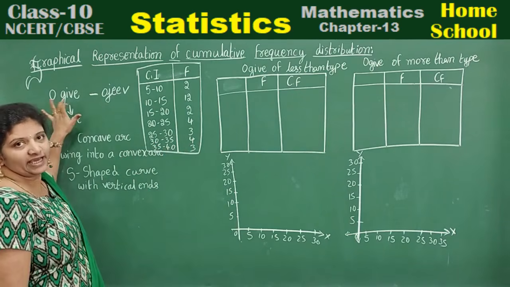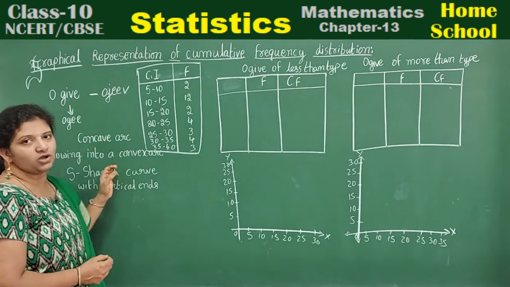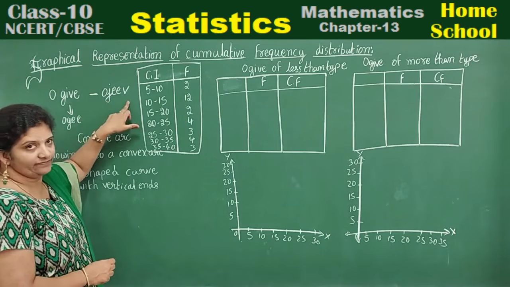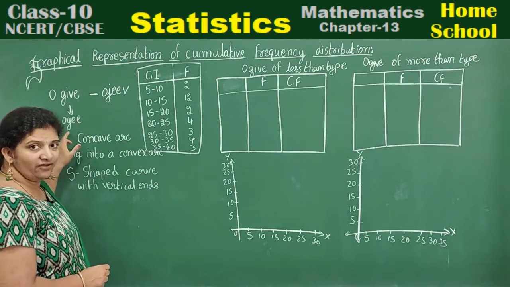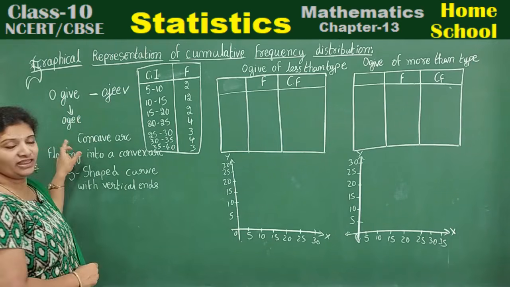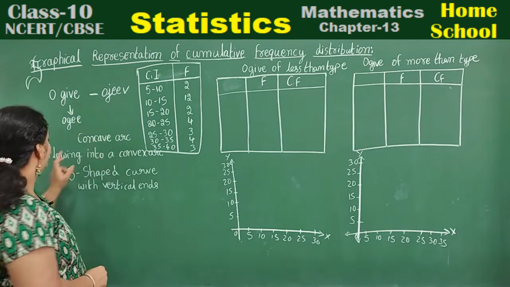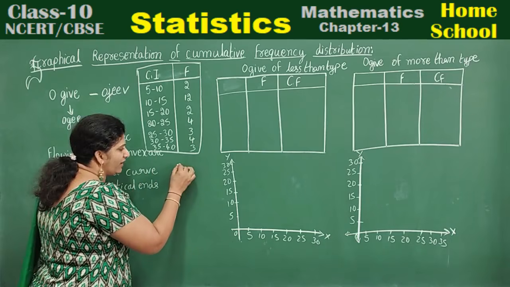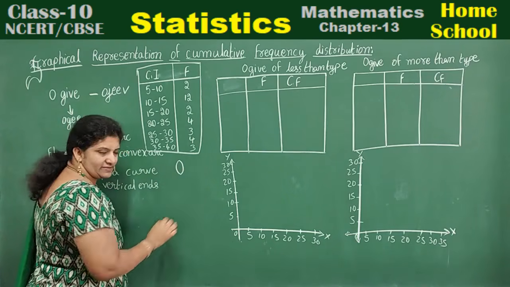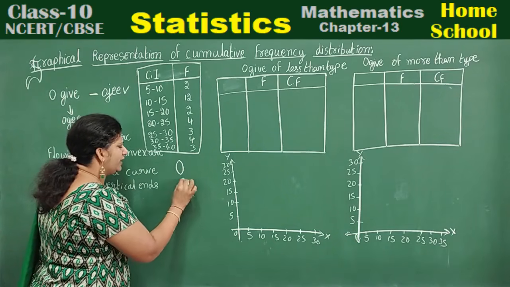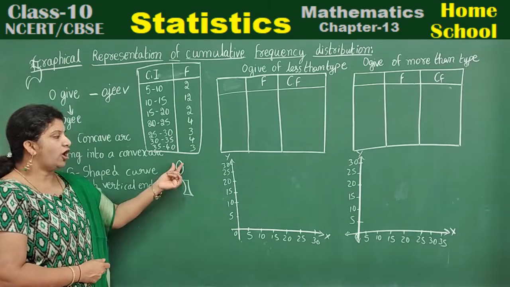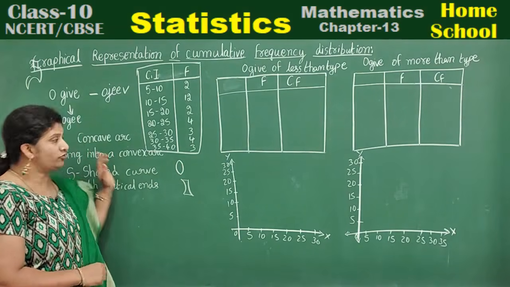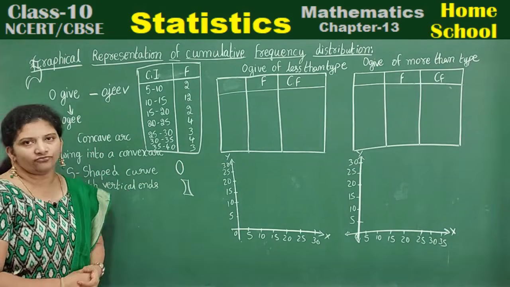Ogive, O-G-I-V-E. Immediately we spell it as ogive, but it should be spelled in the form of ogive. Ogive is derived from OG. It will be in the form of a concave arc flowing into a convex arc. How will it be concave and convex? This is convex and this will be concave. Do you remember? Convex and concave. An OG is a shape of a concave arc flowing into a convex arc.